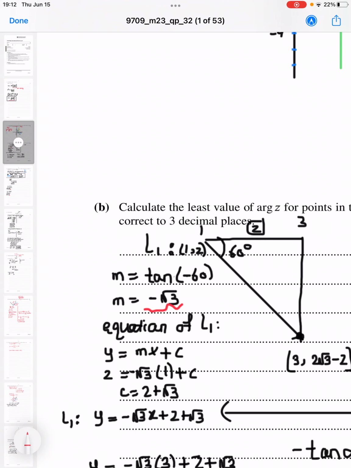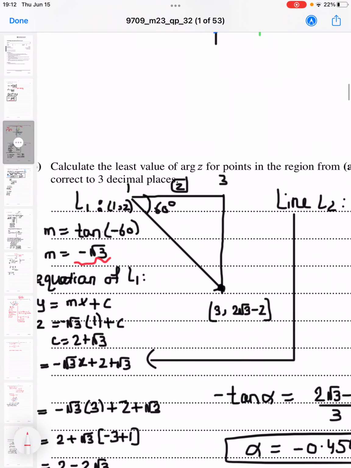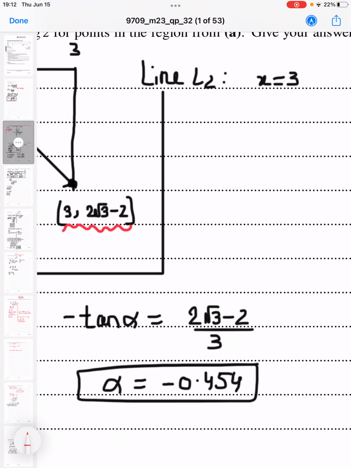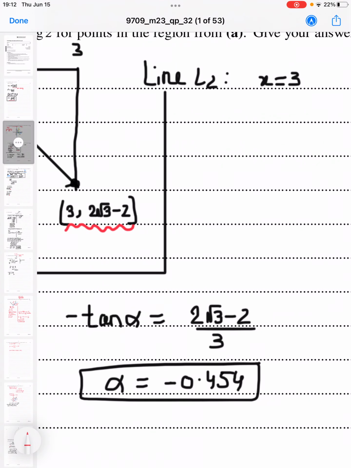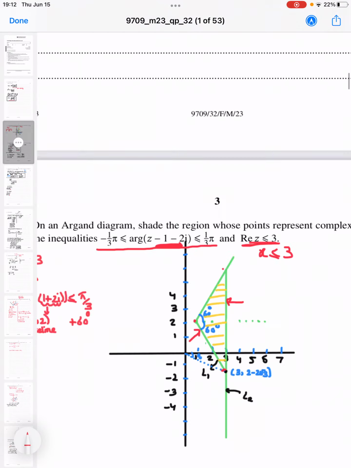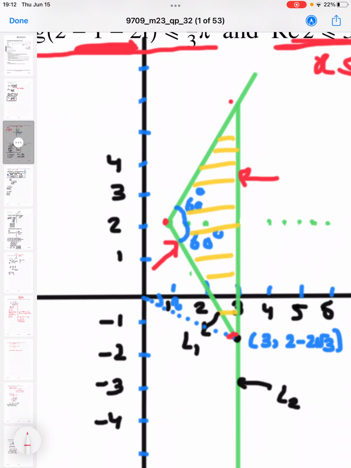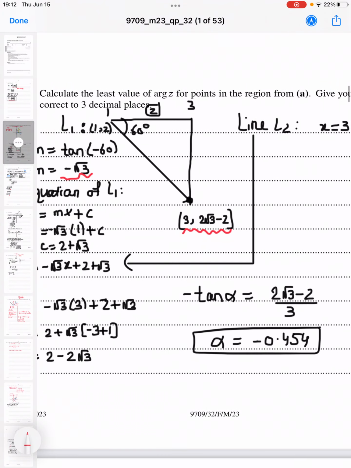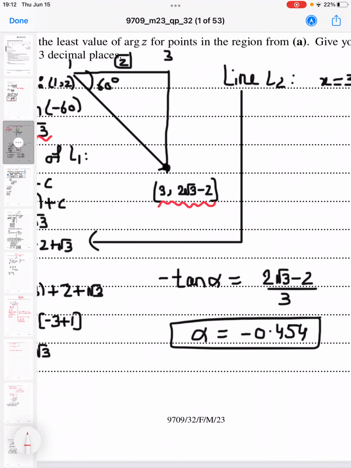So c is 2 plus root 3, and the line L1 equation is y equals minus root 3 x plus 2 plus root 3. So just simultaneously solve it with x equals 3, which would give you the intersecting point (3, 2 minus 2 root 3). Now from this point we need to find the argument, and the argument is the inverse tangent of (2 root 3 minus 2) over 3 with the minus sign. The minus sign is because we are seeing it in the clockwise direction. So clockwise direction has a negative sign, so the answer is minus 0.454.